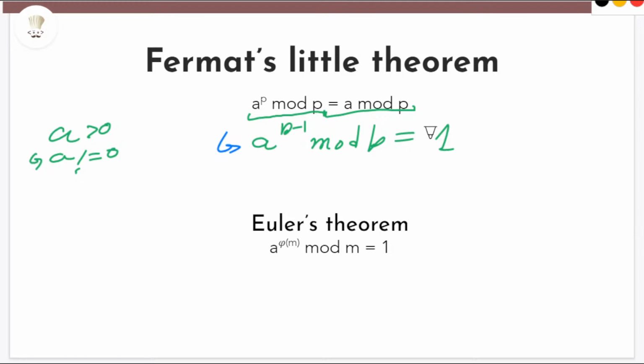This Fermat's little theorem here, p is a prime number, right? This is not any number. This is specifically a prime number. Only for prime numbers does Fermat's little theorem work, right? So you have to check if your p is a prime number or not.